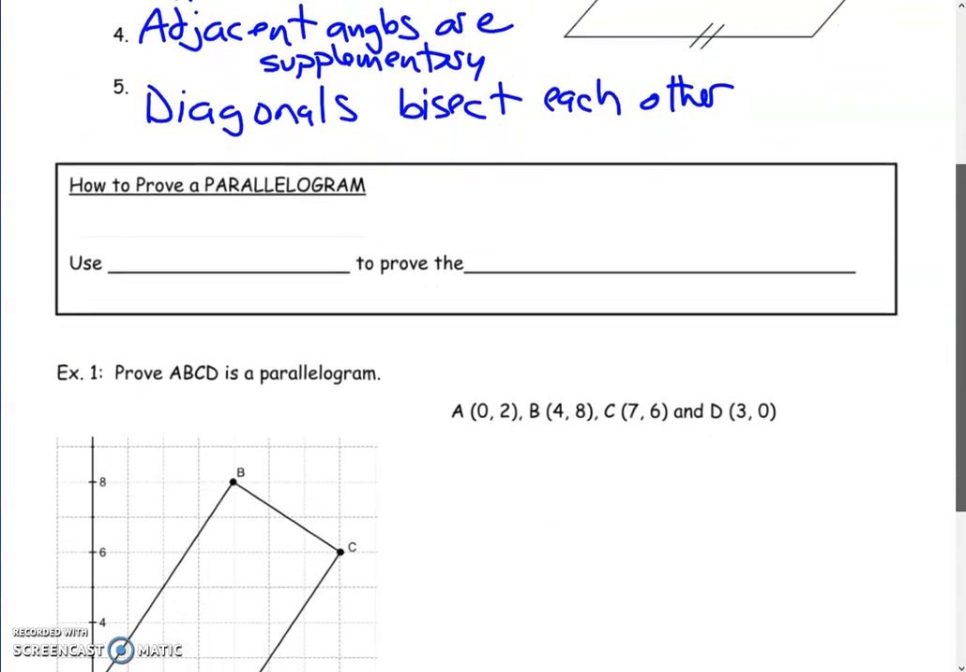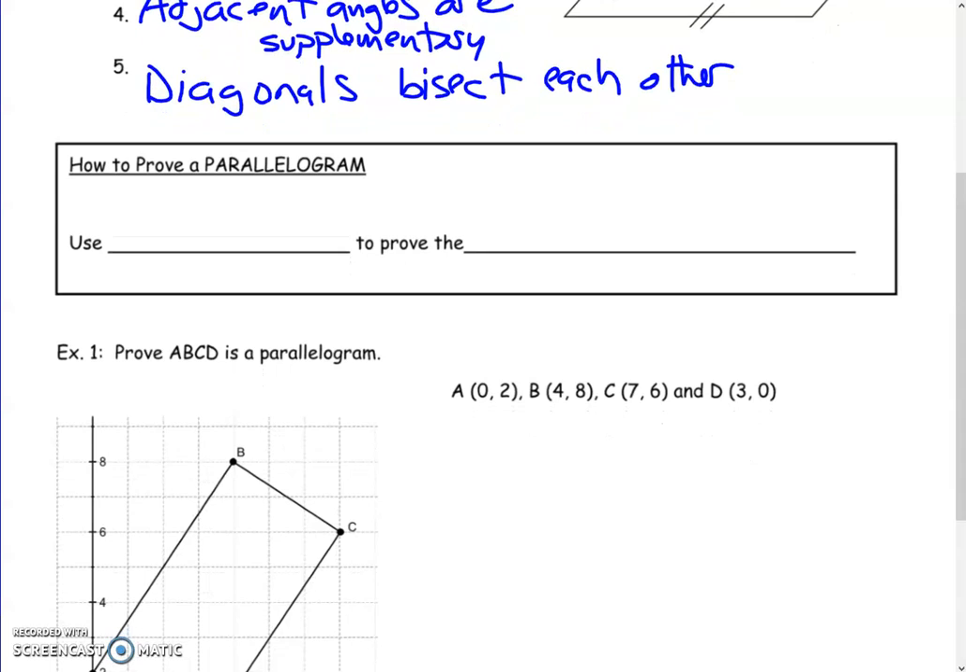All right, how to prove a parallelogram. We are only going to use one of the properties up above. We are going to use the distance formula from last unit to prove the opposite sides are equal.